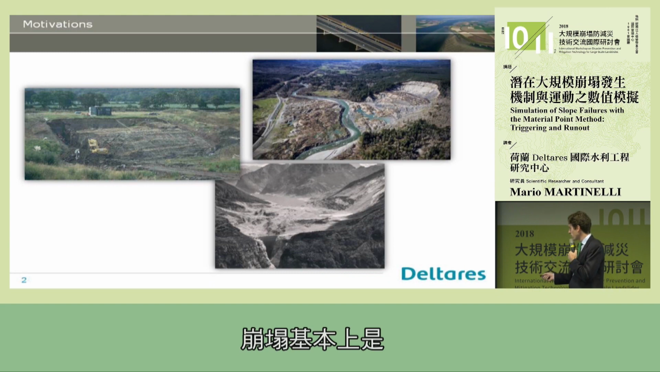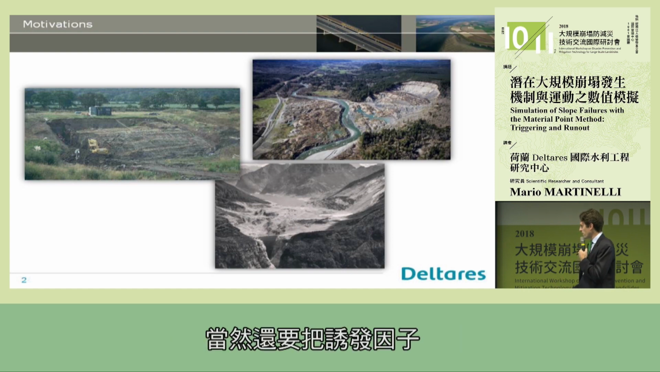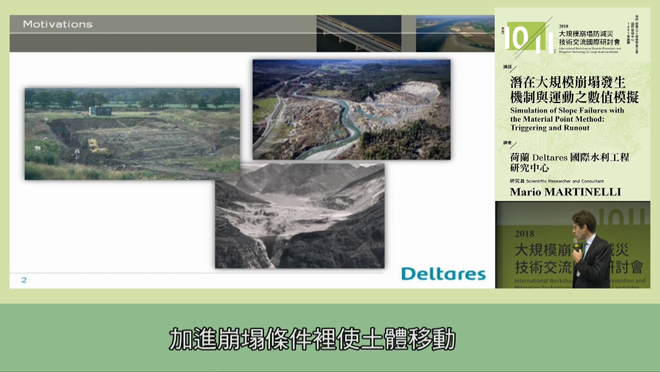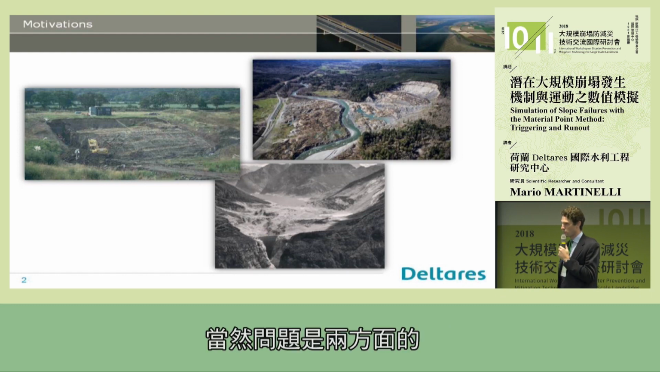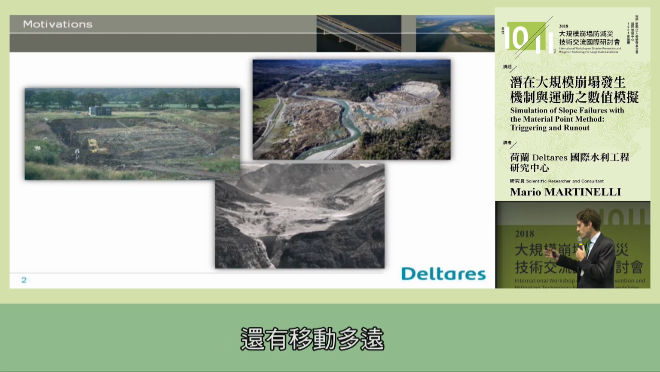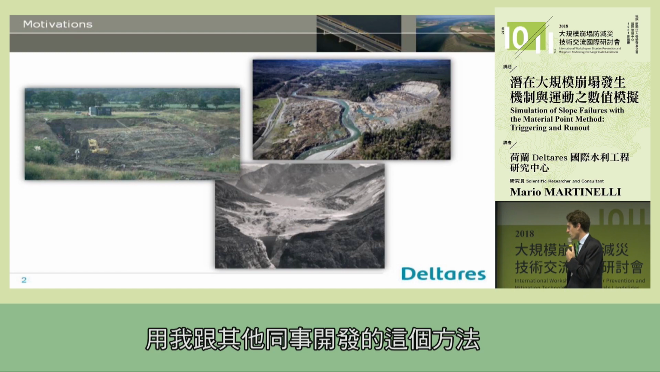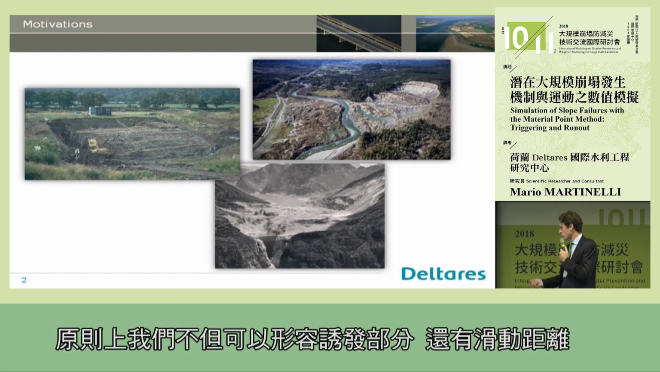So as you see, landslides are characterized by the movement of part of a soil or rock mass, where of course there are triggering factors that put it in a failing condition, so that this mass moves. But of course, the question is twofold: what are the factors that trigger the movement, and how far does it go? With this method that I have developed with other colleagues, we can, in principle, describe not only the triggering part but also the runout distance.